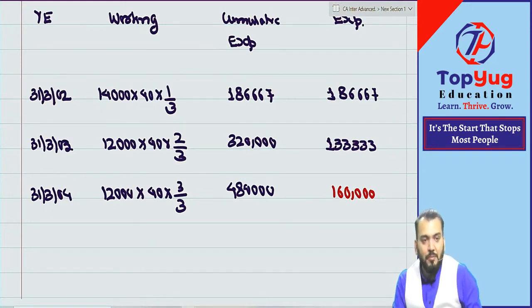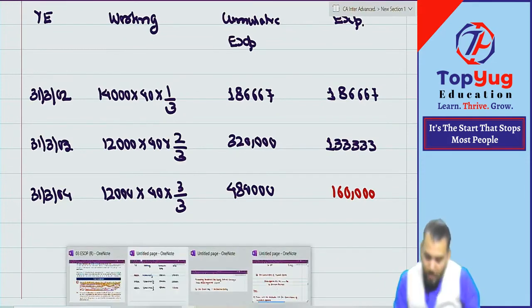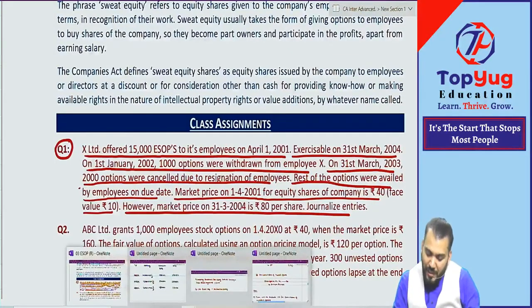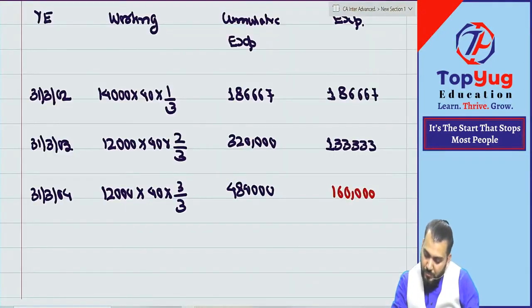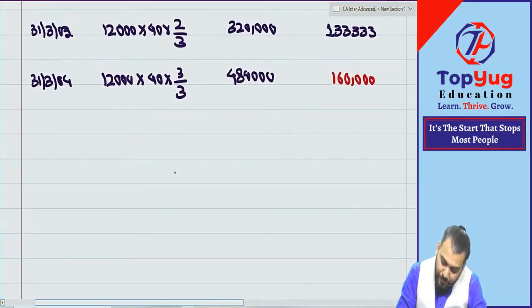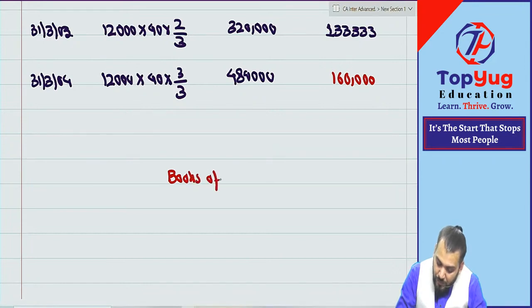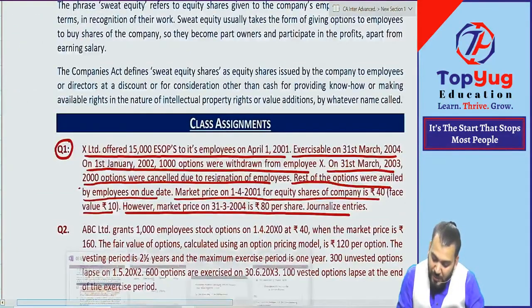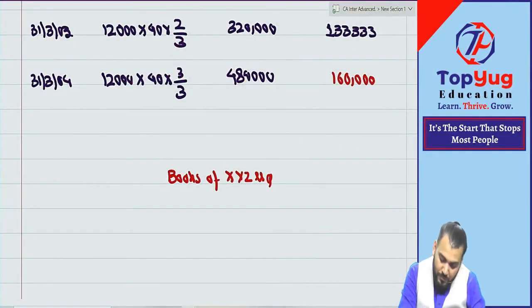But what do you think? Is the chapter complicated? No, not complicated. But what have they asked? Generalize entry. So can we generalize? You will do, I will do. So it is the books of which company? XYZ. I don't know the name, I have forgotten the name. X Limited, right? X Limited.